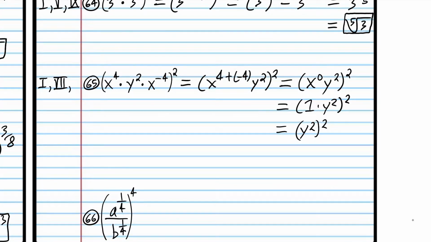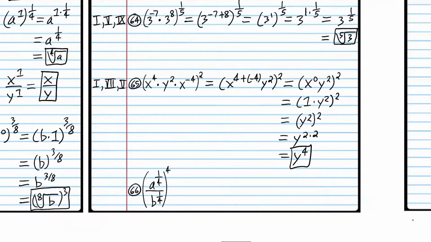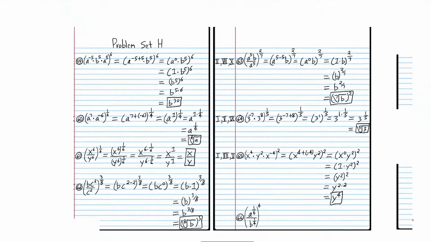And now we're going to use rule number 5 because we're raising a power to another power, so that tells us that we multiply the powers and we get y to the 4th power. So if you got that answer, good job. Go ahead and try number 66, and when you come back, we'll do it together.